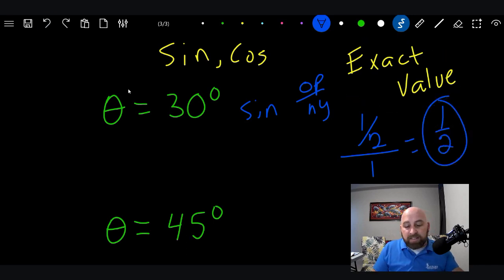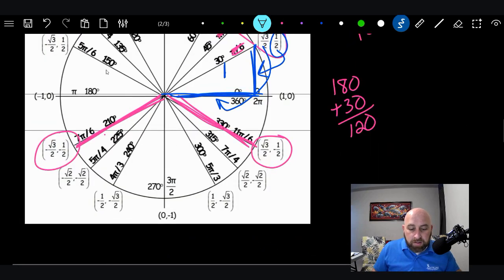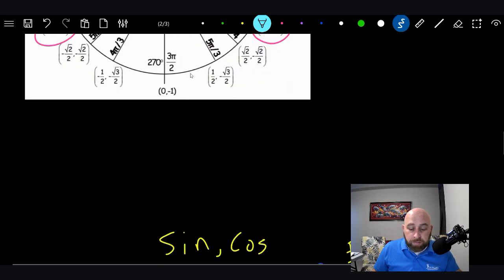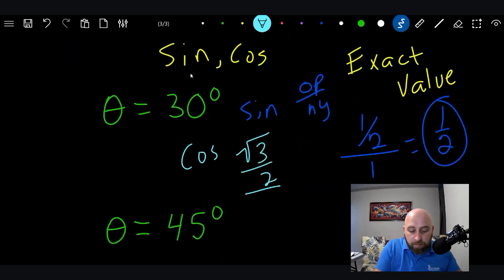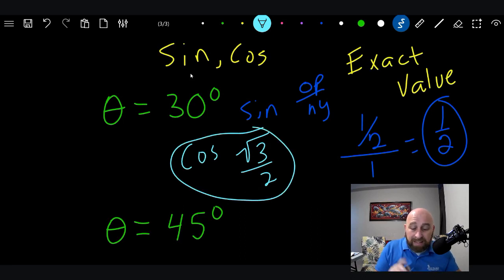When it wants an exact value, it wants it in a fraction or in a square root. So now let's do the cosine. With cosine, it's going to be square root of 3 over 2. Square root of 3 over 2 over 1, or just the square root of 3 over 2, is our cosine. Both of those will be positive.